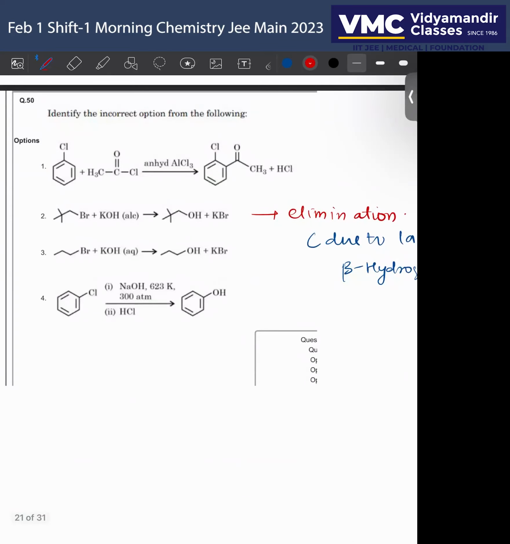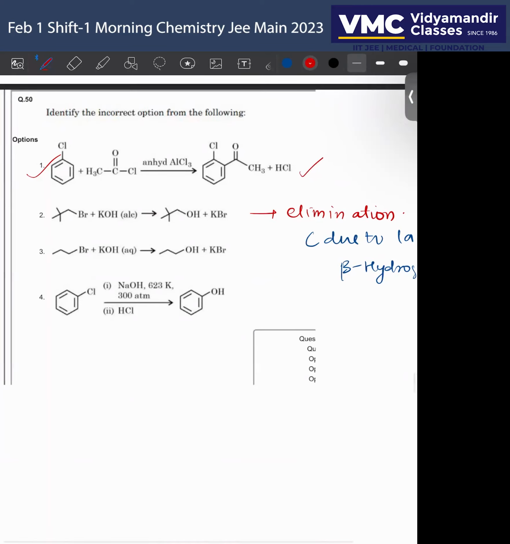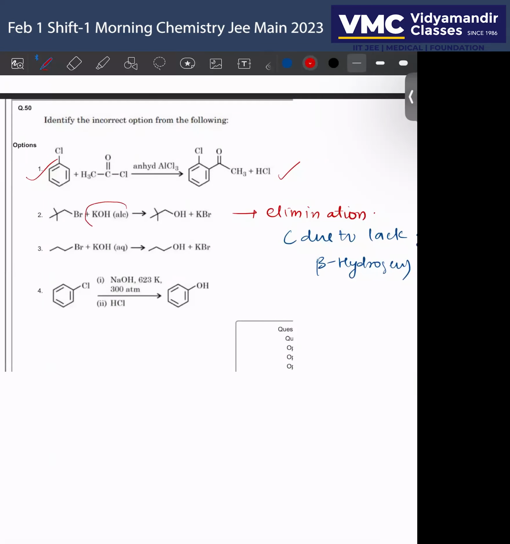See, this is an acylation reaction, which is correct. It goes like this. The second reaction is not right because it is an elimination reaction. In the presence of alcoholic KOH, it is an elimination reaction. Here we'll see that it is an elimination reaction. Also, they have done a substitution reaction on the same, which is not right.